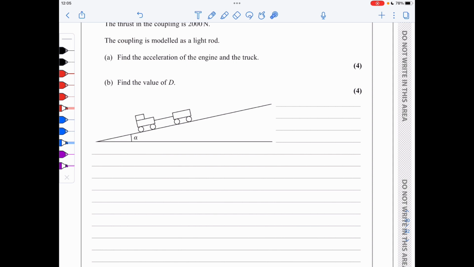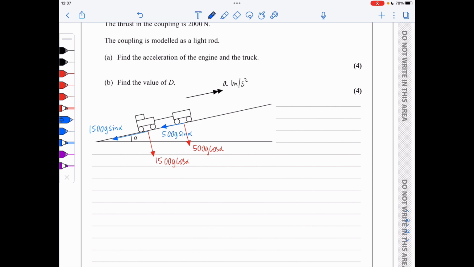So I will start with the weights. The engine here has a weight of 1500g, so the component which is perpendicular here is 1500g cos alpha, and similarly for the track it's going to be 500g cos alpha. We've got the acceleration acting in the upward direction, so I will call this a meters per square second. And additionally, we've got the component of the weight acting down the slope, down the track. So this will be 1500g sine alpha, and for the track, it's going to be 500g sine alpha.